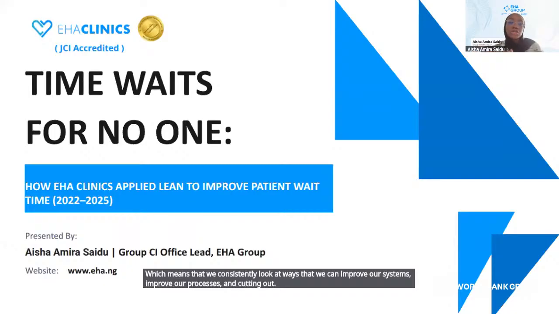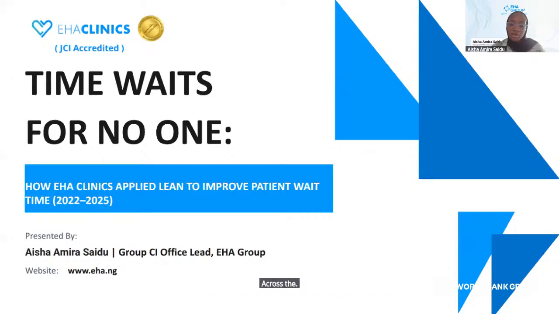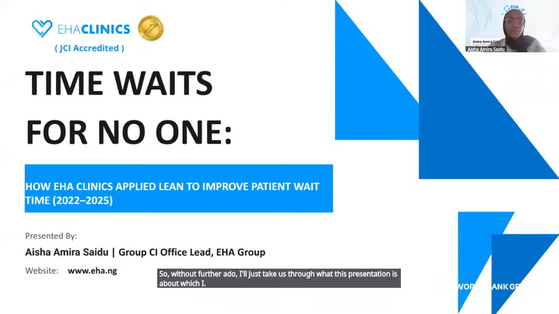We also have our JCI accreditation and also ISO accreditation at the clinic. It just keeps us on top of our feet when we look at how to sustain the quality management system across the organization. So without further ado, I will just take us through what this presentation is about, which, as I mentioned, is a story where we look at how we're able to improve our wait time at different stations, and how we're able to go about that.